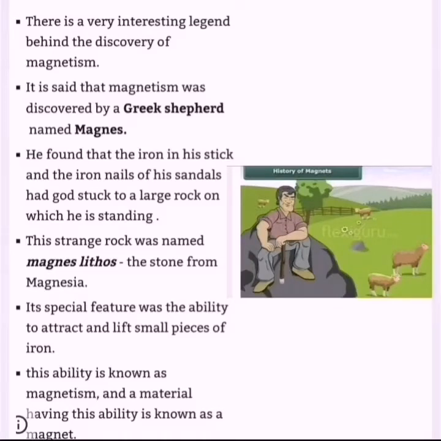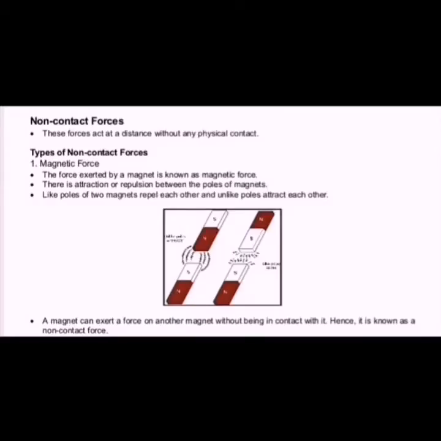This is a strange rock which was named Magnus Lithos, the stone from Magnesia. Its special feature was the ability to attract and lift small pieces of iron. This ability is known as magnetism, and the material having this ability is known as a magnet. Now, we are going to learn magnetic force.